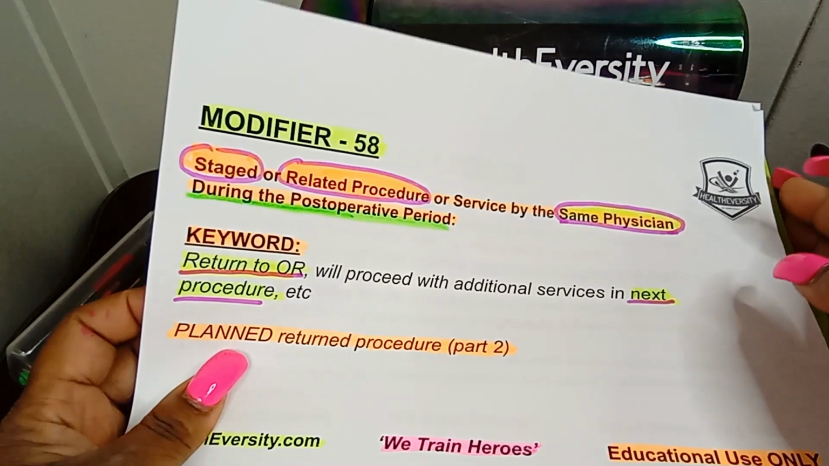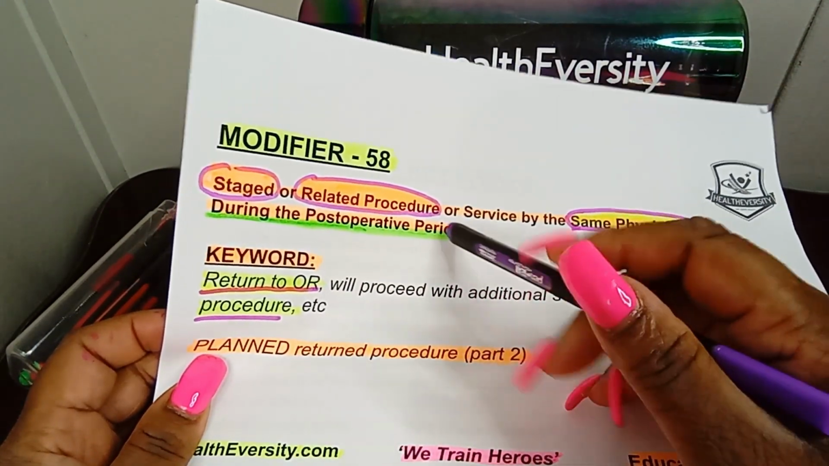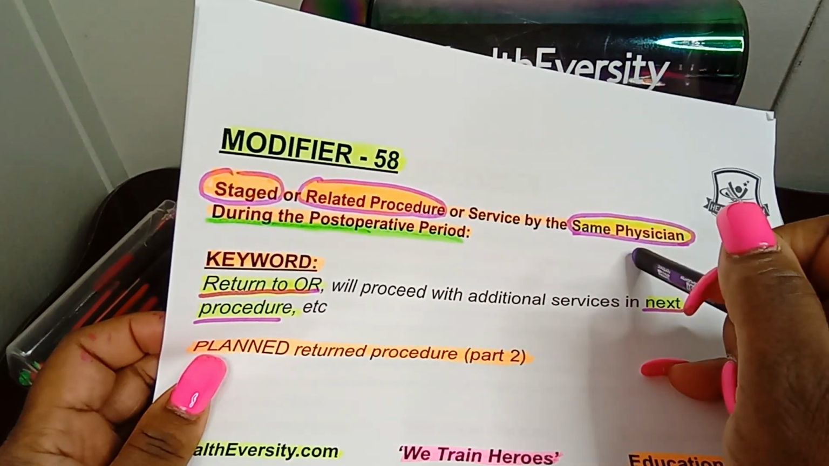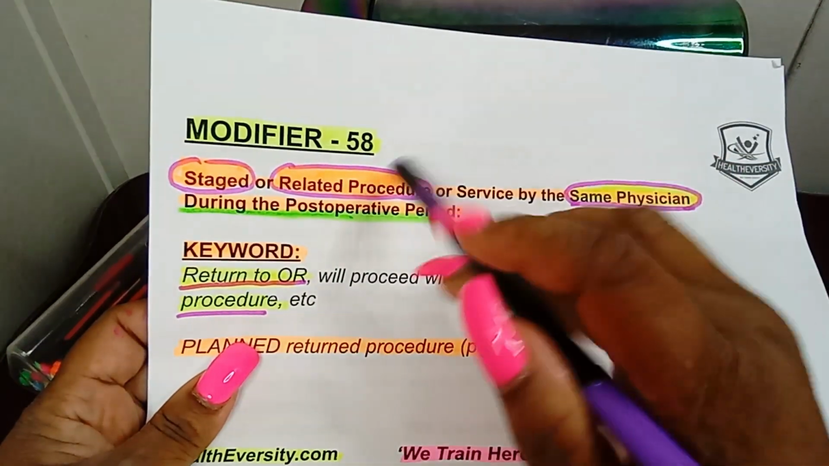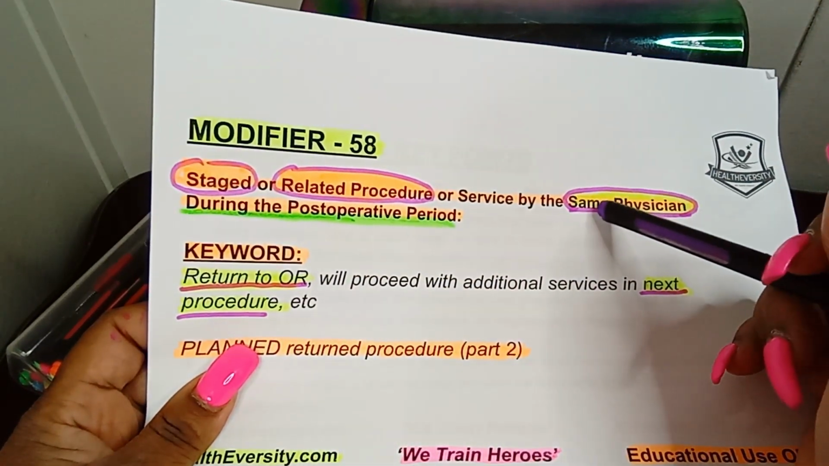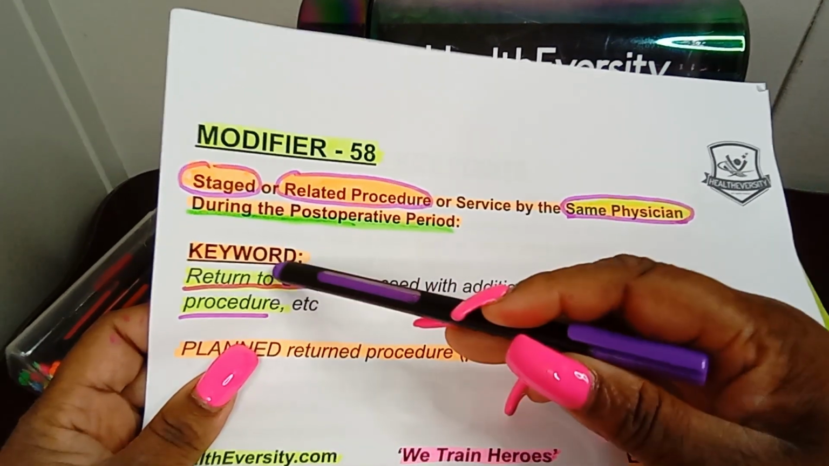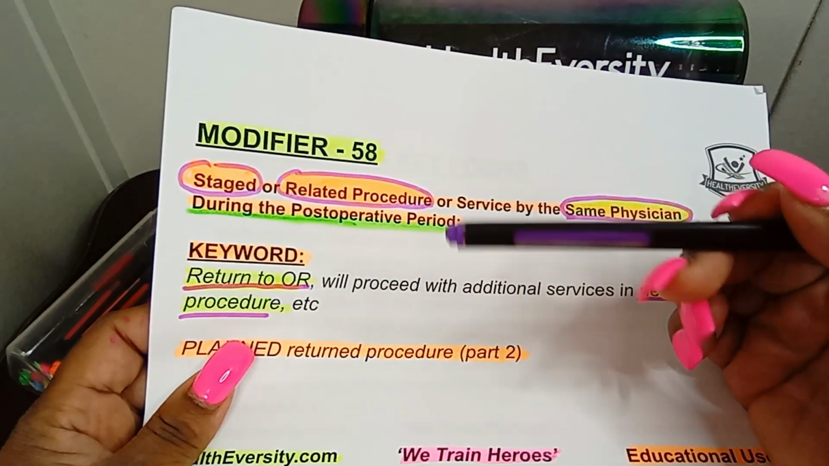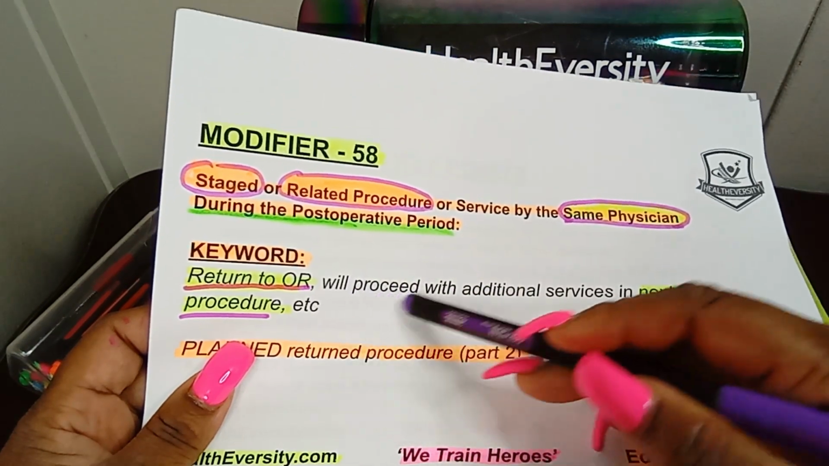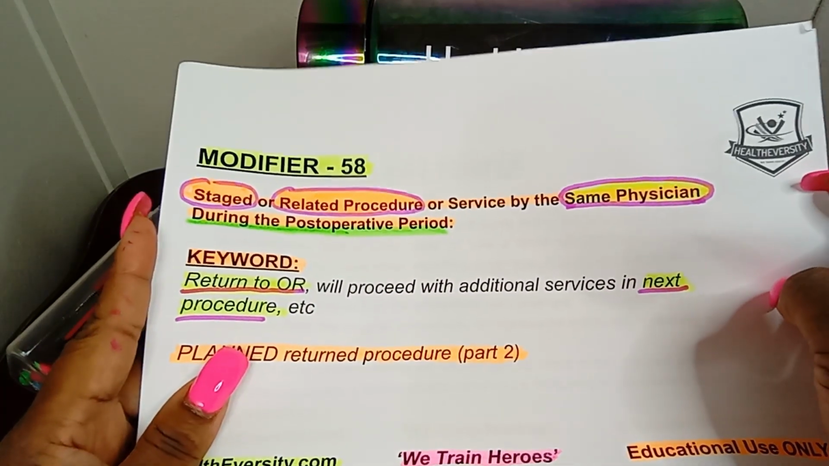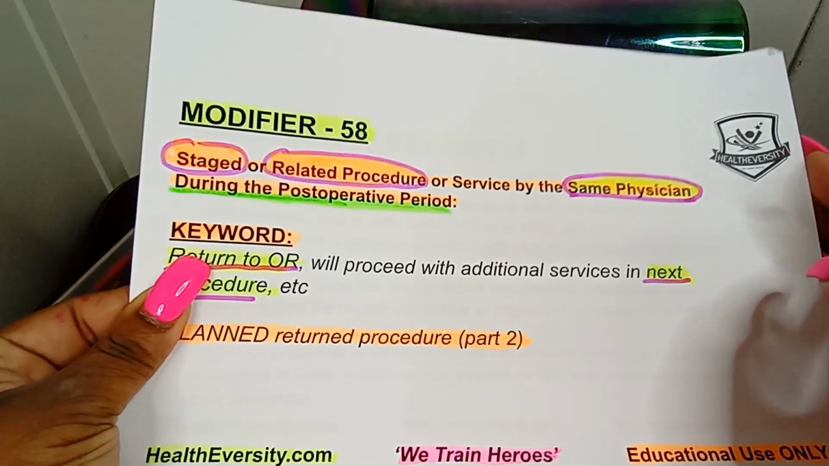Okay, modifier 58. Staged or related procedure or service by the same physician during the post-operative period. So it is staged and it is the same physician during the post-operative period. So they return into the OR. It may be a different series of surgeries that they have to do. We'll proceed with additional services in the next procedure. So it's planned, returned to the OR.